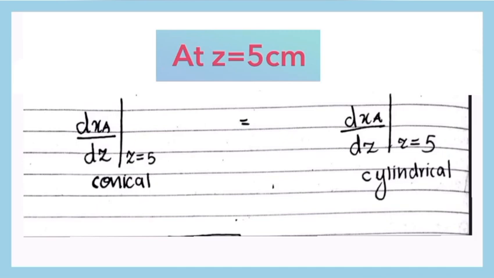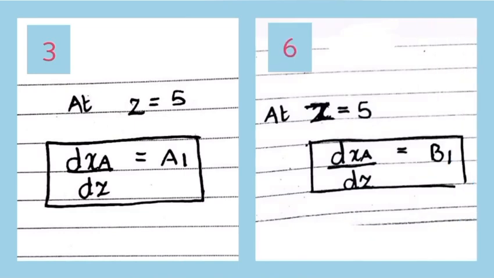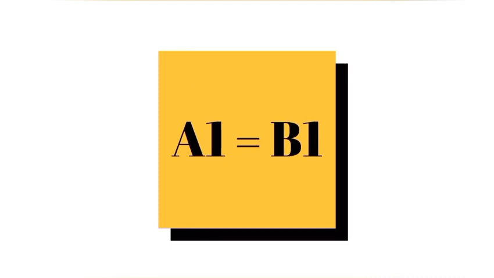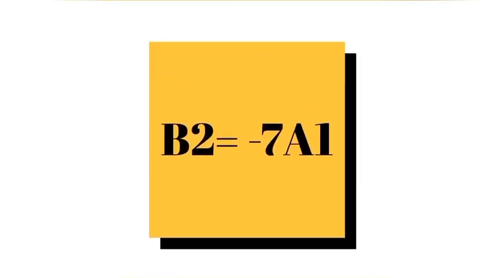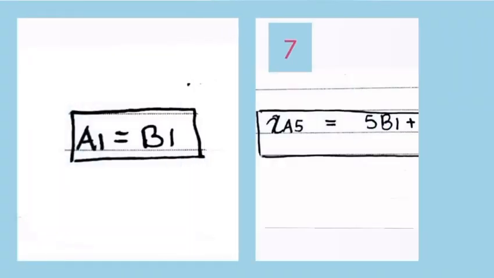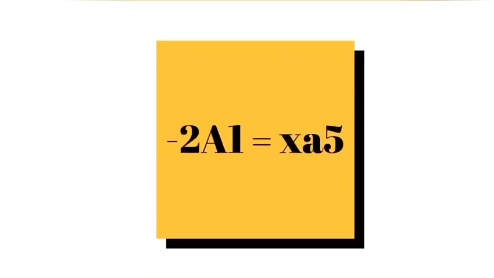Now considering this, along with equations 3 and 6 as shown, we get a1 equals b1. Furthermore, considering this and equation 8, we get that b2 equals minus 7a1. Considering this, the previous equation and equation number 7, we get minus 2a1 is equal to xa5. It is done as shown.